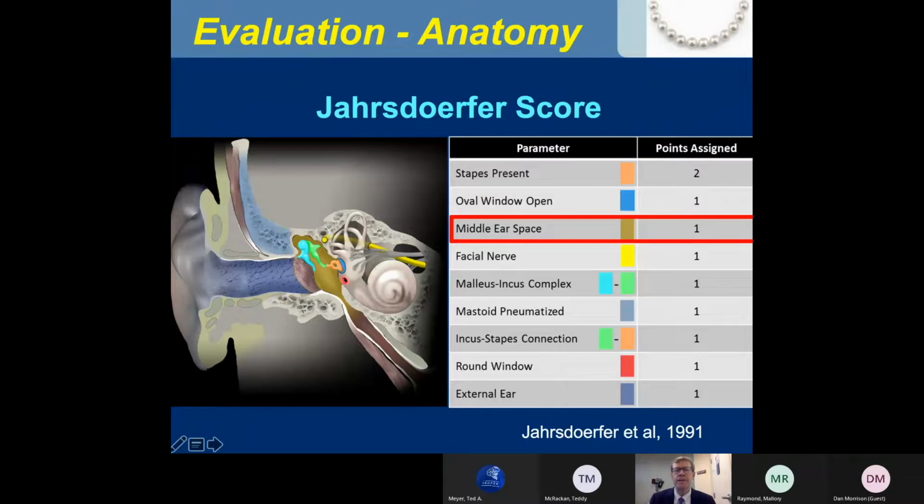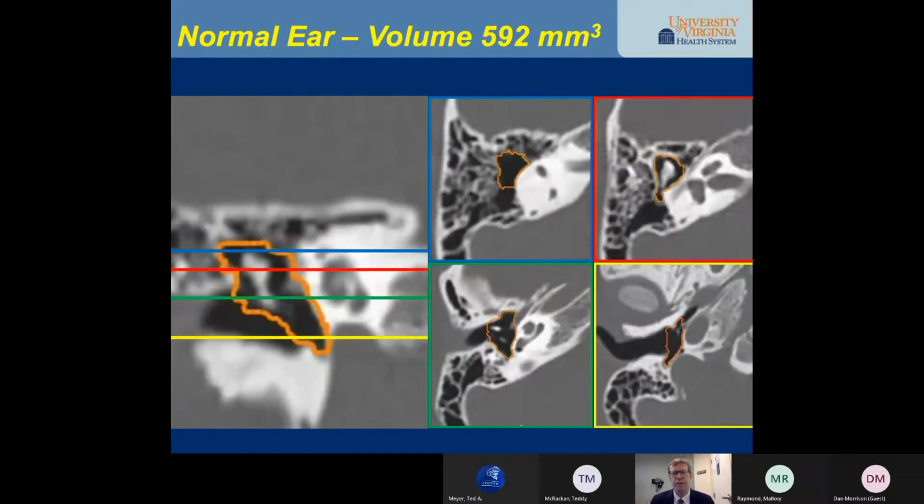What we found is that the middle ear volume, or the volume of the middle ear space, is an important predictor of not only early postoperative hearing outcomes, but also long-term postoperative outcomes. And I'll show you the data in just a sec. So here's a middle ear that we did a segmentation analysis on through our PACS system, where we can outline the volume of the middle ear.